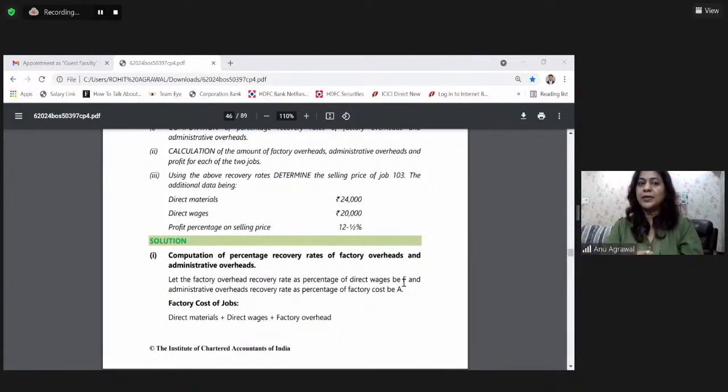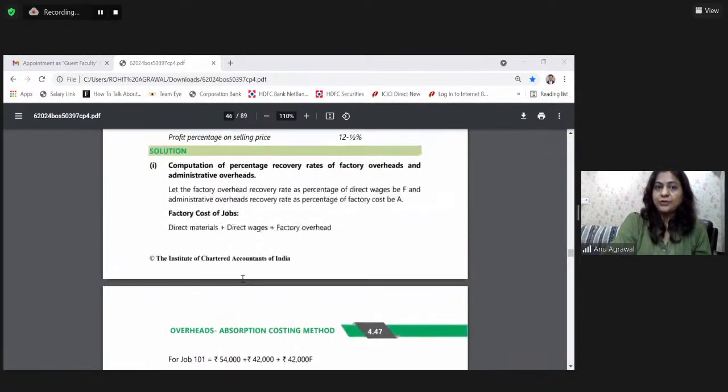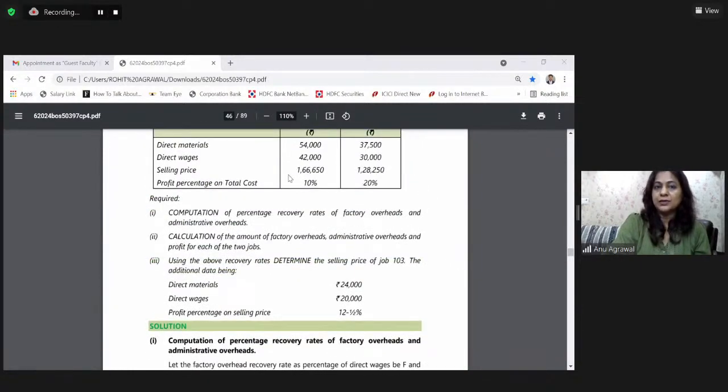Right. And what will be admin overheads? They said it will be a percentage on factory cost. So what did they do? Factory cost is what? It is material plus wages plus factory overhead. Now they have made a question. For job 1, 54,000, which is the material cost.